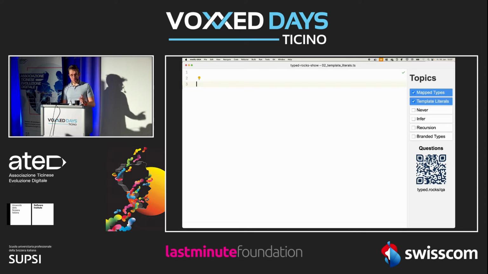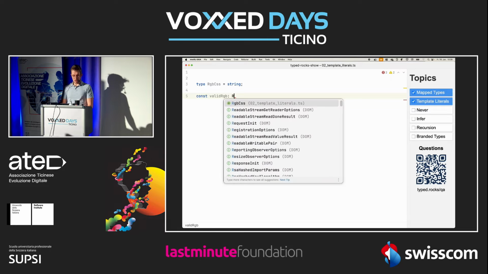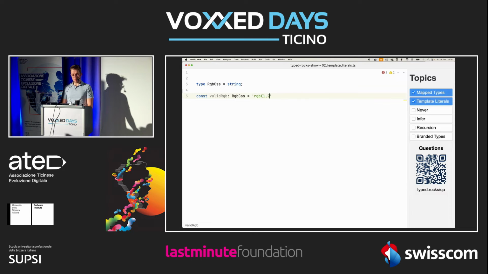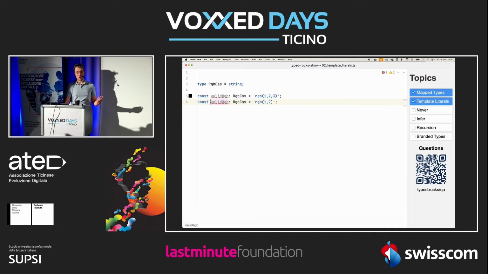So let me show you something which you maybe use more. Let's say we have a type RGB CSS. Let's just say this is just a string. Now we have a valid RGB, which is of type RGB CSS, and we say, well, this is a valid RGB string. Now even IntelliJ can recognize this is basically color black. But if I now say, okay, I remove one element, we don't get an error, but we get an error basically from IntelliJ because it cannot recognize it. But we would also really like to have a compile time error from TypeScript.